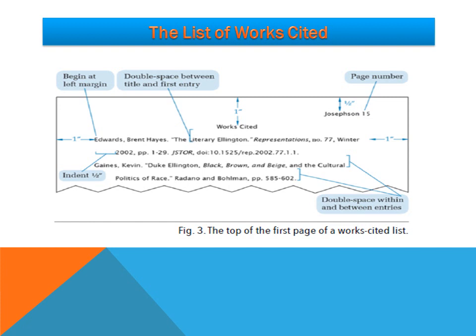The same goes for the list of works cited, which is demonstrated in Figure 3, the top of the first page of a works cited list. As we see here, you have to put the heading at the center, and you have to leave 1 inch between the top and the heading. When it comes to the first citation, as you see, after that you are going to put a hanging indentation of half an inch.